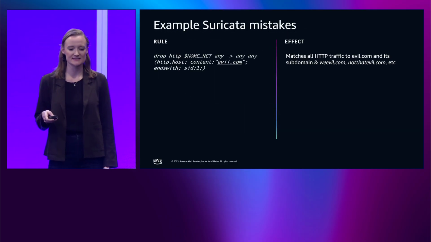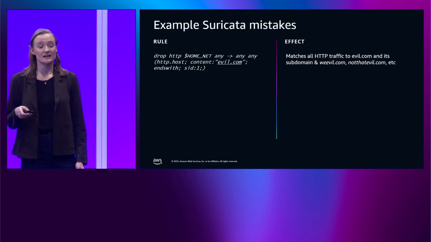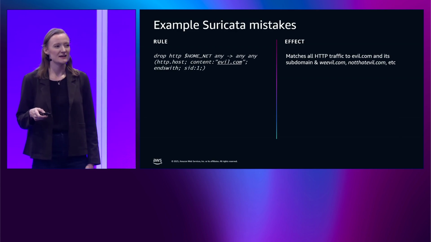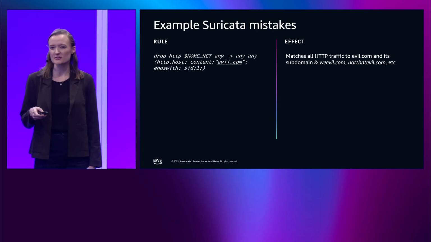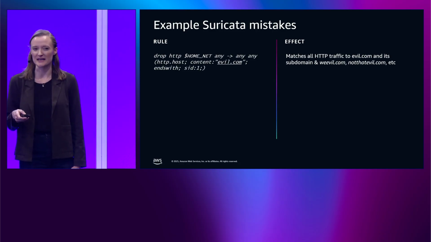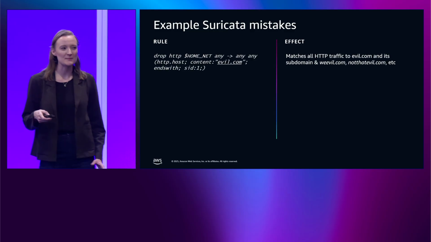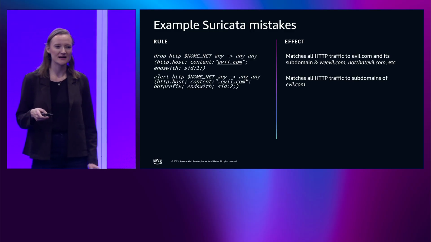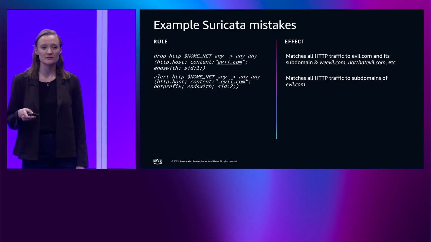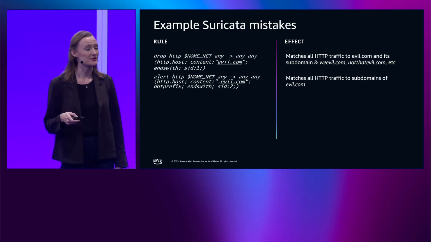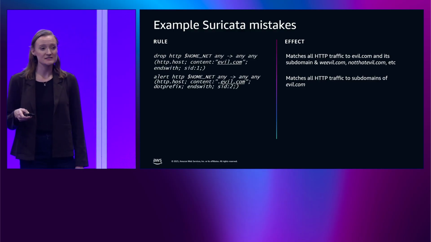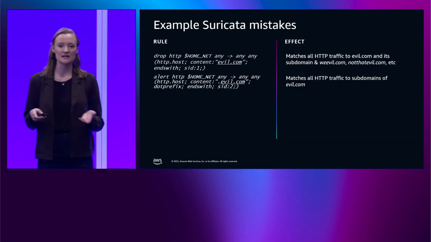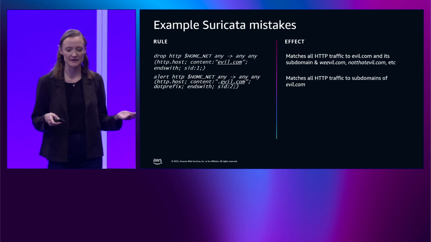Let's take some examples. First, we have a rule which is supposed to drop traffic that is bound to the second level domain evil.com. However, how it's written, it would actually also match traffic bound to other domains such as weevil.com, notthatevil.com, etc. A very similar rule, but a little bit different, includes a period as a dot prefix modifier. And this rule would match traffic that is bound to all subdomains of evil.com, but not evil.com without any subdomain.